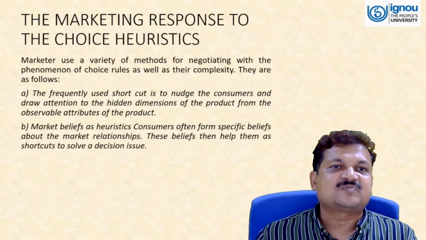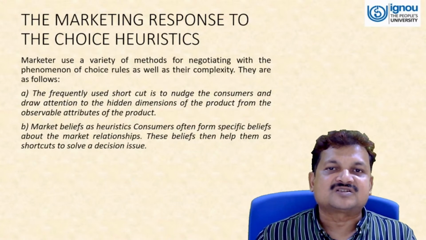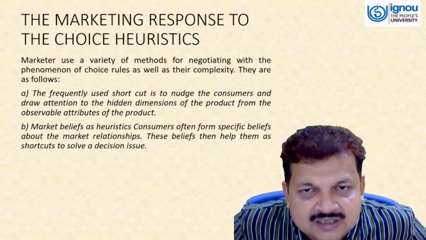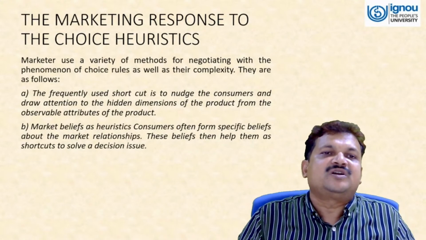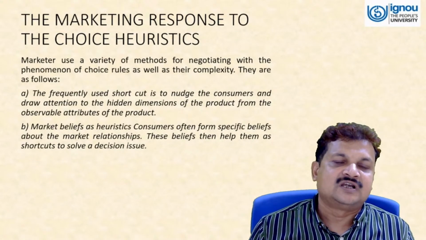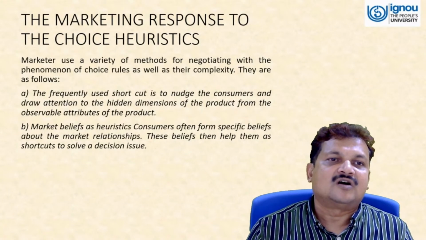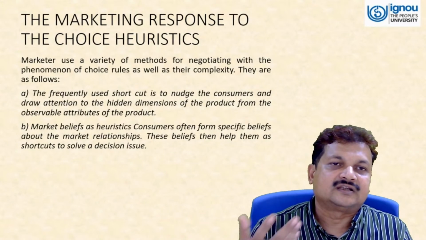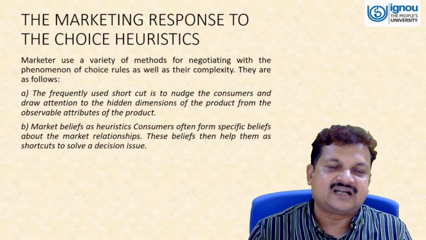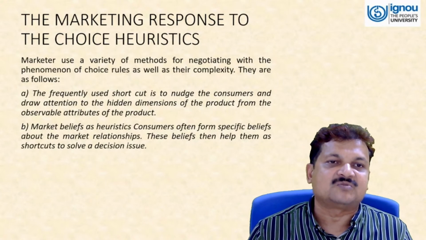Now, the marketing response to the choice heuristics. Marketers use a variety of methods for negotiating with the phenomenon of choice rules and complexity. That's why you will find companies intentionally building too many attributes into their products, because they know very well that customers have different priorities. Some customers focus more on the camera. Some focus more on screen size, slimness, and weight of the cell phone. Then you find processor speed, battery backup, and how fast the charging can be.